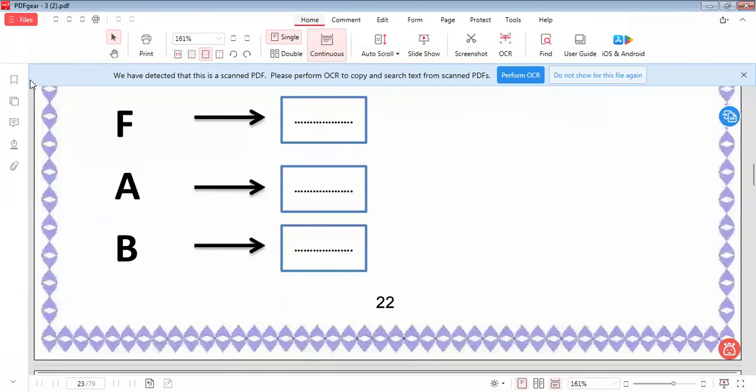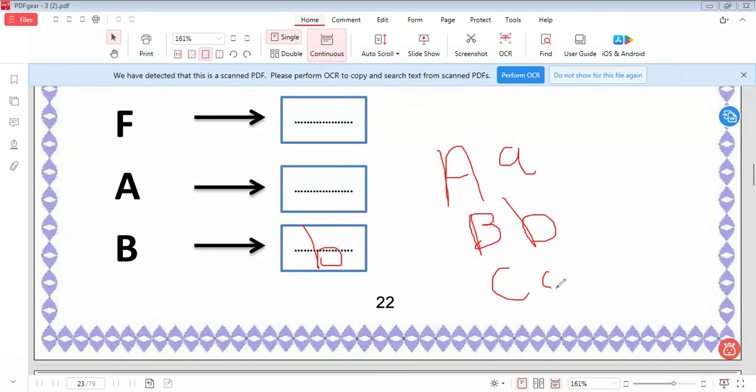Capital B, where is a small b? Here is small b. So here's capital A and small a. I would like to write capital A and small a, and this is called capital B and small b, written like this. Capital C and small c, written like this. Capital D and small d, written like this. And capital E and small e, written like this. And capital F and small f, written like this.